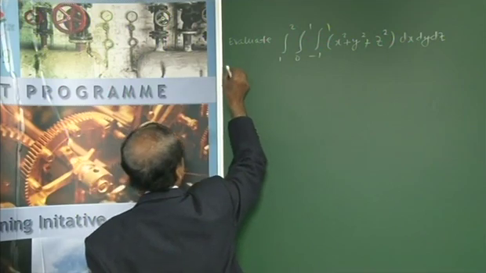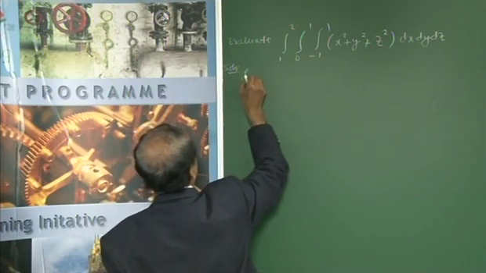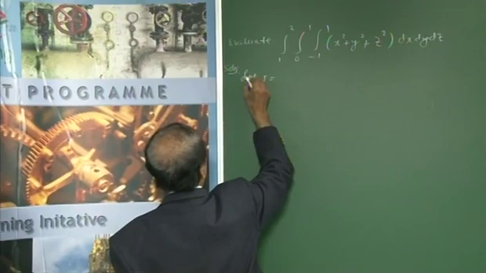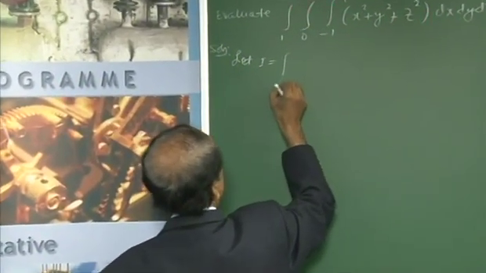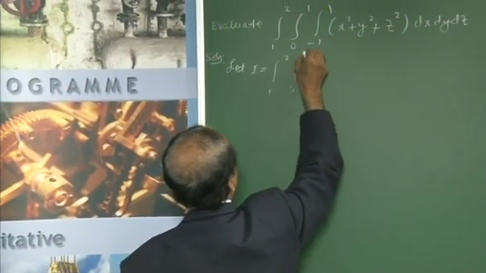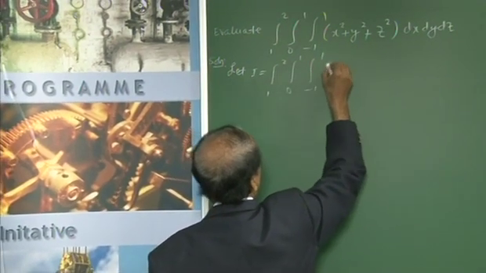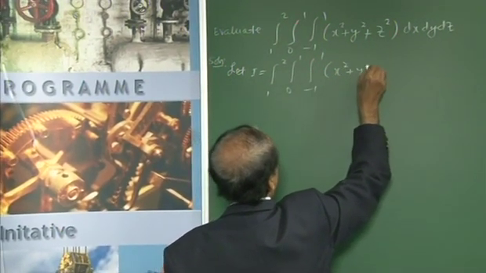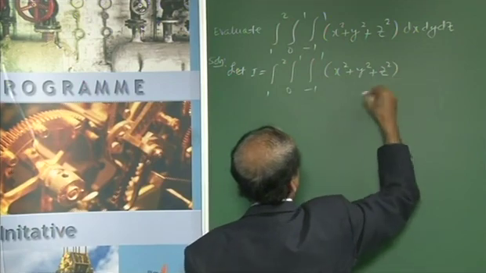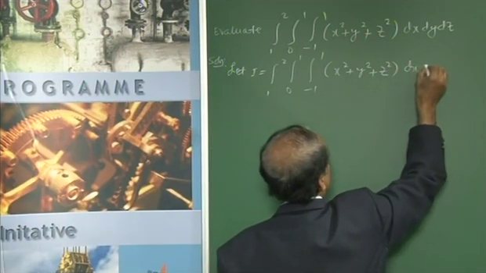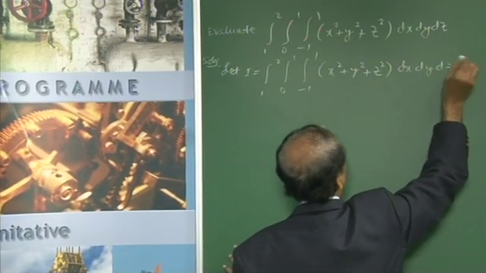So, in this solution we take I equal to the integration from 1 to 2, 0 to 1, minus 1 to plus 1, of x square plus y square plus z square, dx, dy, dz.